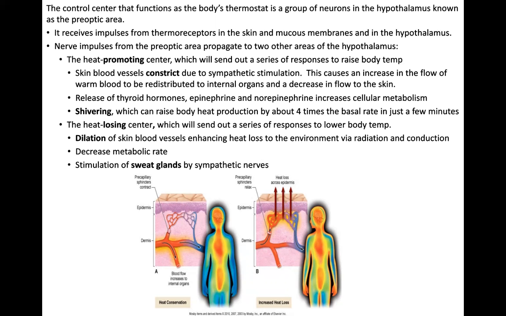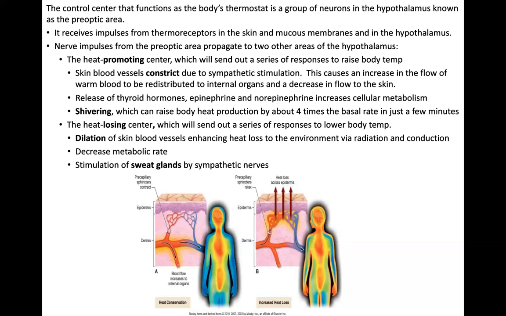We also would redistribute the blood to the more important internal organs, which therefore might sacrifice a finger or a toe, but you can survive just fine without one of those. You can't survive too well without one of your internal organs. Okay. On top of that, we're also going to be releasing the thyroid hormones epinephrine and norepinephrine because of their role in increasing metabolism. Because if you increase your metabolism, that increases your heat production. Okay. So aside from shivering, we do two other very important things when we get cold.